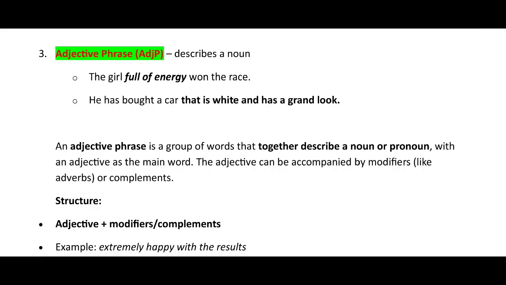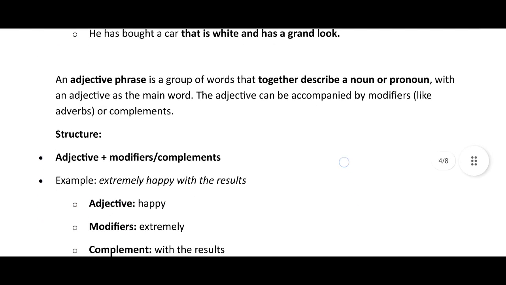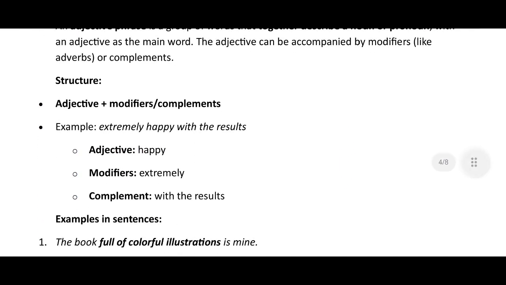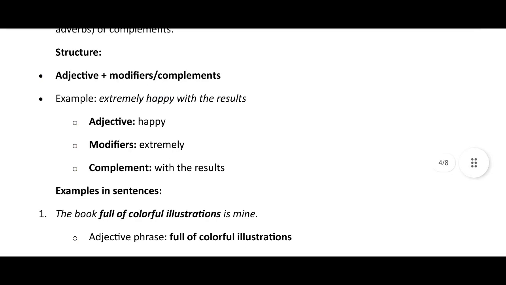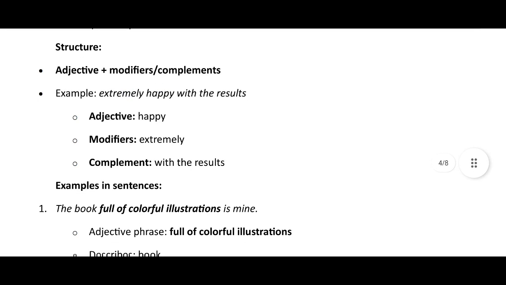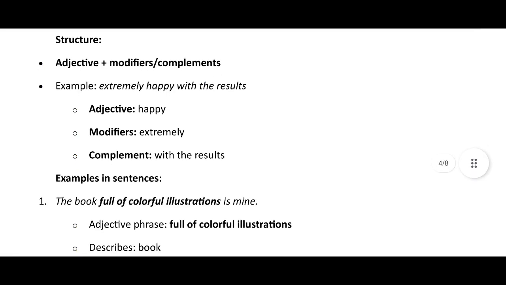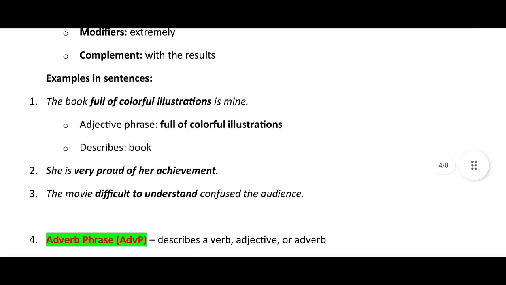An adjective phrase is a group of words that together describe a noun or pronoun, functioning as an adjective in a sentence. The general structure of an adjective phrase is adjective plus modifiers or complements. Example: extremely happy with the results. Here the adjective is happy, extremely is modifying the adjective happy, and with the results is the complement.